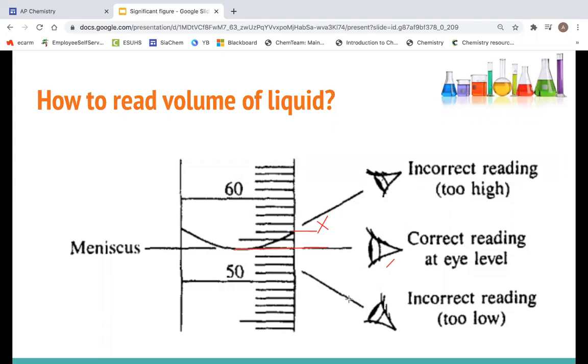You also don't want to do this. So looking down, looking up, those are all wrong. You're always looking at the bottom of things, and this is what we call the meniscus. So that's what you want to do whenever you're looking at the liquid volume.